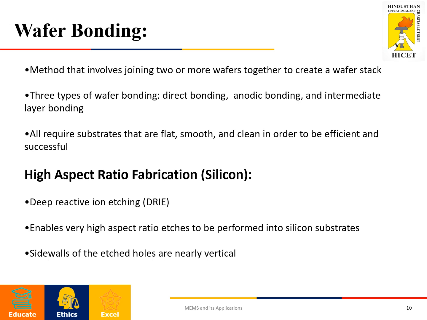Then high aspect ratio fabrication, the deep reactive ion etching process. It enables very high aspect ratio etches to be performed in the silicon substrate. The sidewalls of the etched holes are nearly vertical.